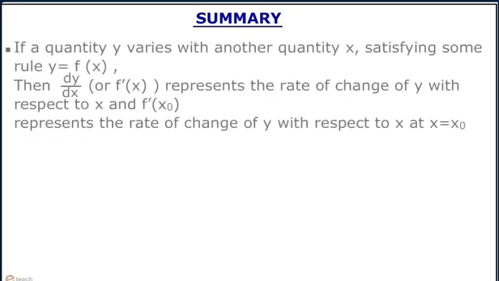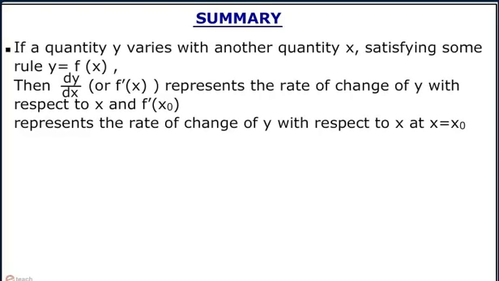Summary. Let's summarize the topics which we have learned in the chapter. If a quantity y varies with another quantity x satisfying some rule y = f(x), then dy/dx or f'(x) represents the rate of change of y with respect to x, and f'(x0) represents the rate of change of y with respect to x at x = x0.